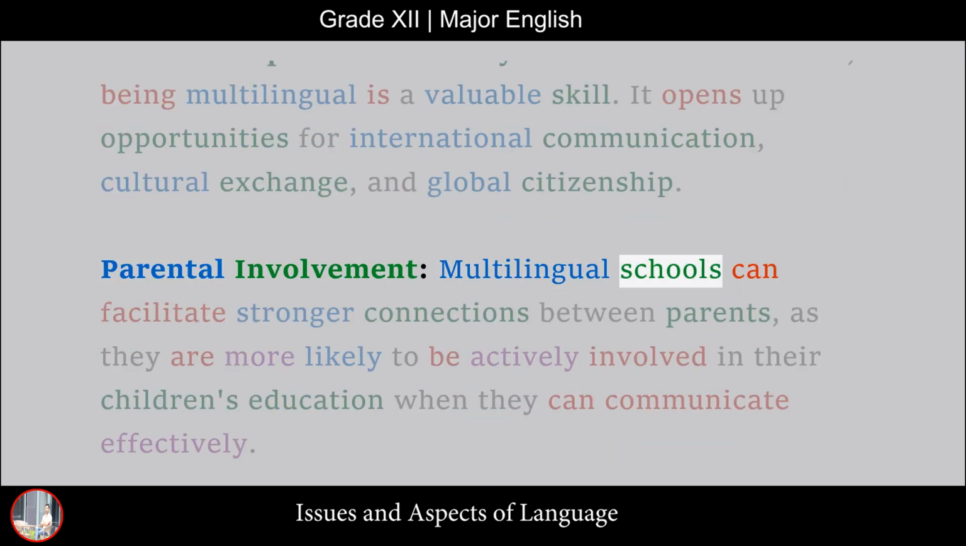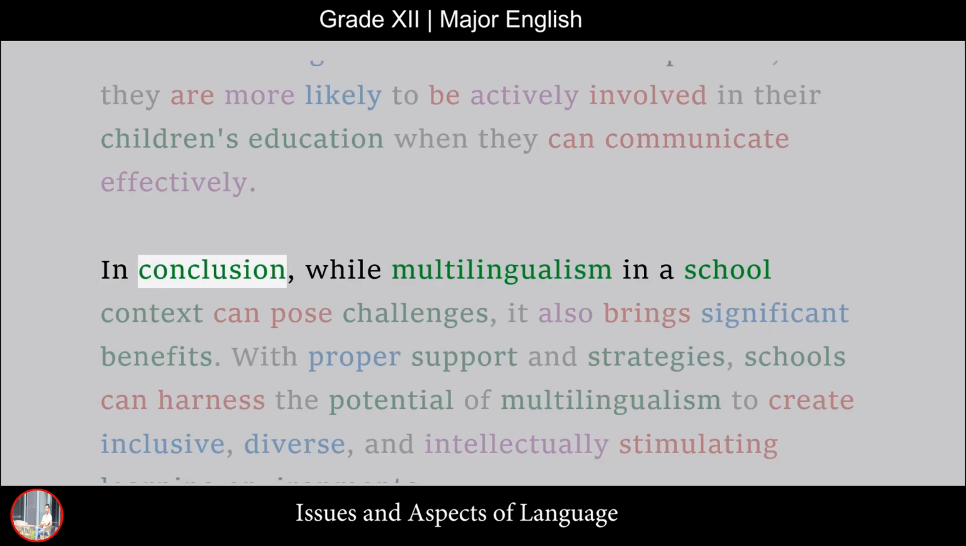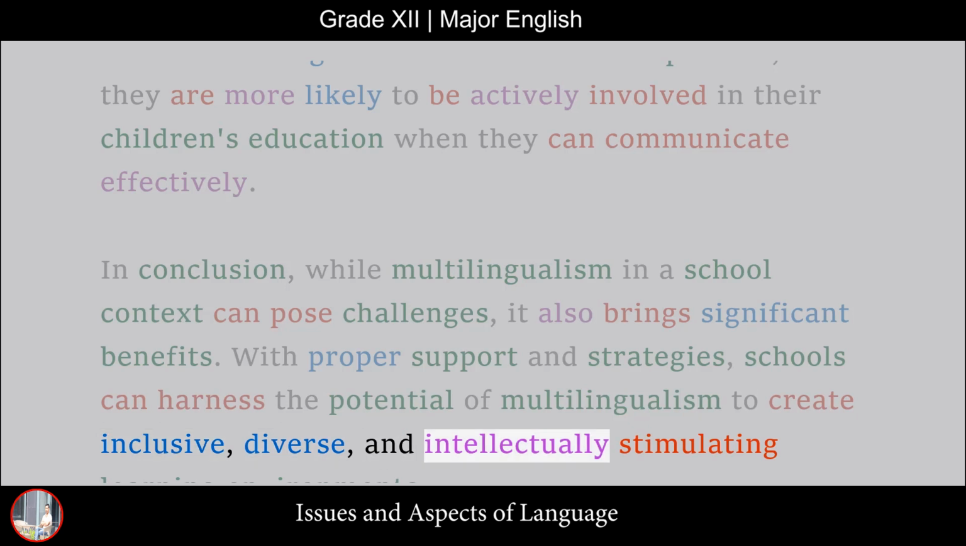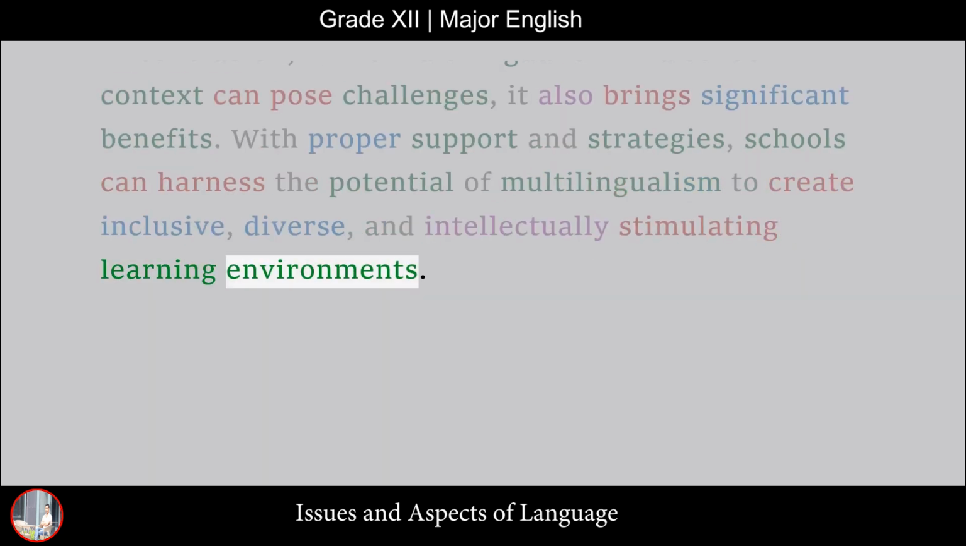Parental involvement. Multilingual schools can facilitate stronger connections between parents, as they are more likely to be actively involved in their children's education when they can communicate effectively. In conclusion, while multilingualism in a school context can pose challenges, it also brings significant benefits. With proper support and strategies, schools can harness the potential of multilingualism to create inclusive, diverse, and intellectually stimulating learning environments.